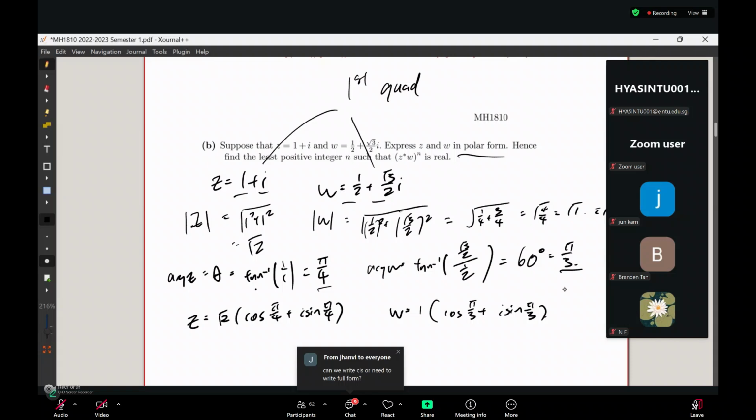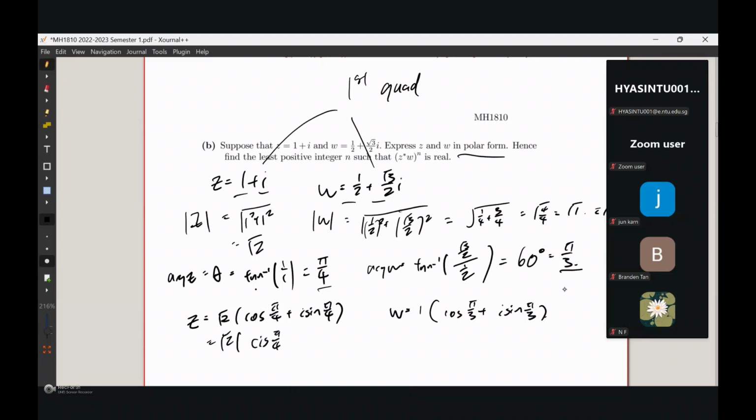Can we write cis or do we need to write in full form? You can write cis. That's fine. So if you want to write square root 2 cis pi over 4, fine. Both are accepted.